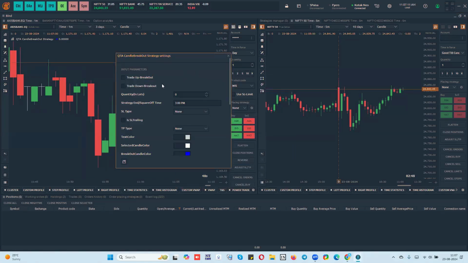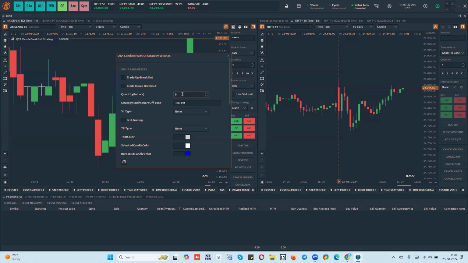The first parameter is trade up breakout, which means you're going to execute a trade on a breakout on the upside of the particular candle that you select. Down breakout is trade on the downside. So if the price breaks out from the candle that you selected on the downside, the trade will execute.